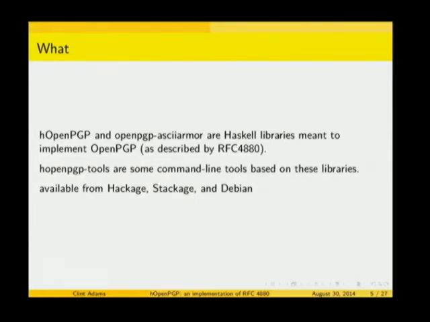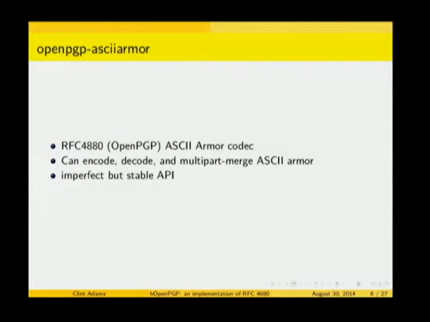hOpenPGP and OpenPGP ASCII Armor are the libraries, and OpenPGP tools are the tools. They're available from Hackage, Sackage, and Debian, and nowhere else that I'm aware of. OpenPGP ASCII Armor is pretty boring. It's the ASCII Armor codec. It's been unchanged since sometime in 2012, I think. And it is, I think, the only Haskell implementation. Everybody else just uses it, and even though it could be improved, nobody has pushed for it to be changed. So maybe that will happen in future.